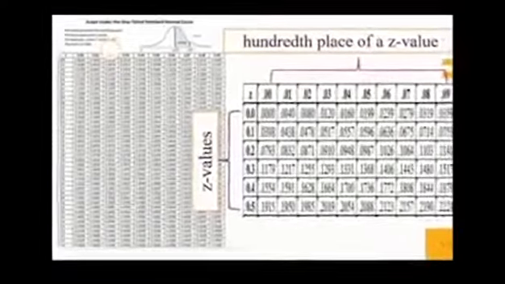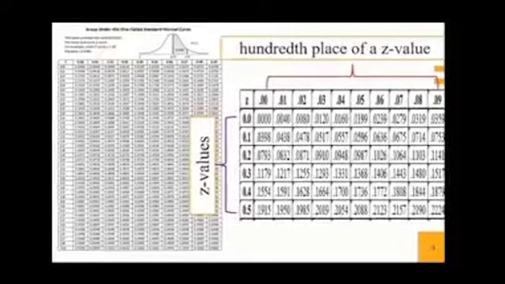For example, okay, normal distribution. Ito yung normal distribution. Nakikita nyo ba yung z value sa left side? At saka yung hundredths place of the z value nasa taas.